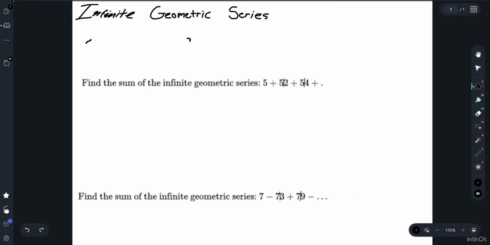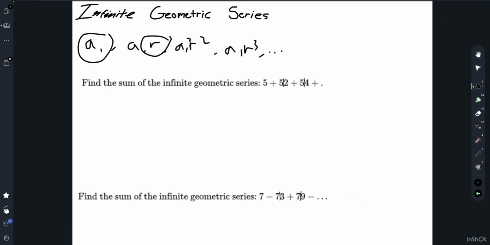Say the first term is a1, and the next would be a1 times r, because r would be the common ratio. The next would be a1 r squared, and the next a1 r cubed, and this would go on forever. r is the common ratio, a1 is the first term. That's basically what an infinite geometric series is.